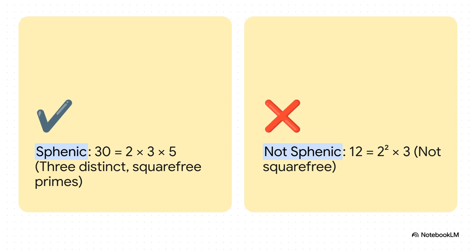So a number is sphenic if it's the product of 3 different prime numbers. That's the key. For example, 30 is 2 times 3 times 5. See? 3 unique primes. But a number like 12, which is 2 squared times 3, it doesn't count because that prime factor 2 is repeated. It's not square-free, which is a deal breaker for being a sphenic number.